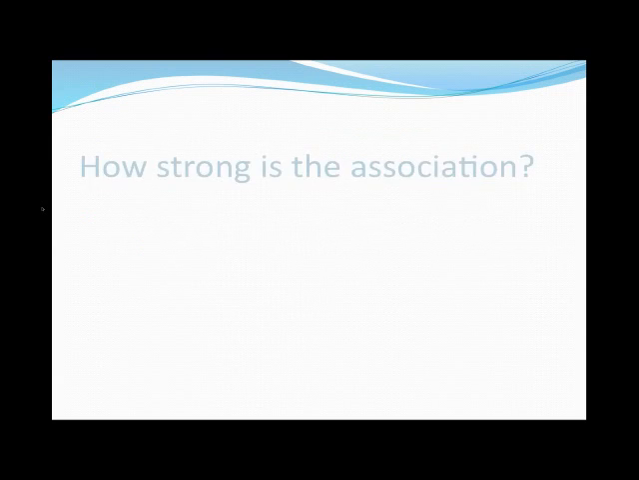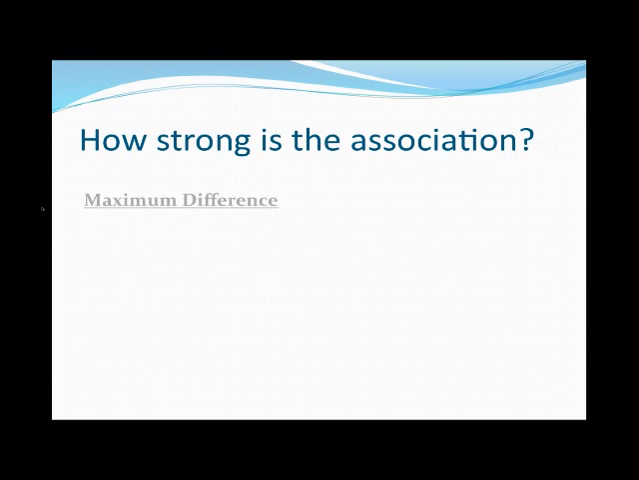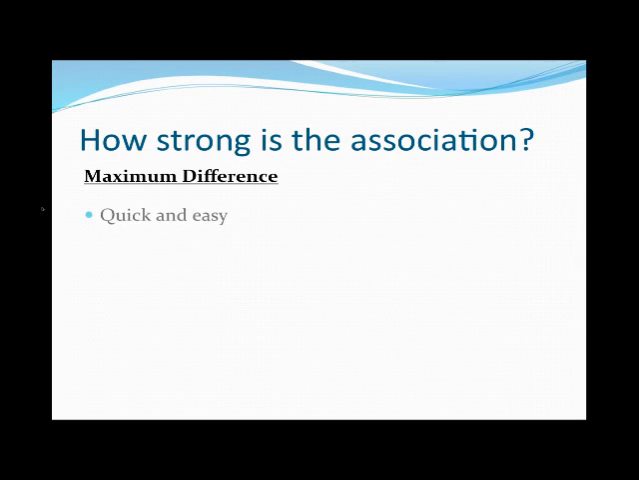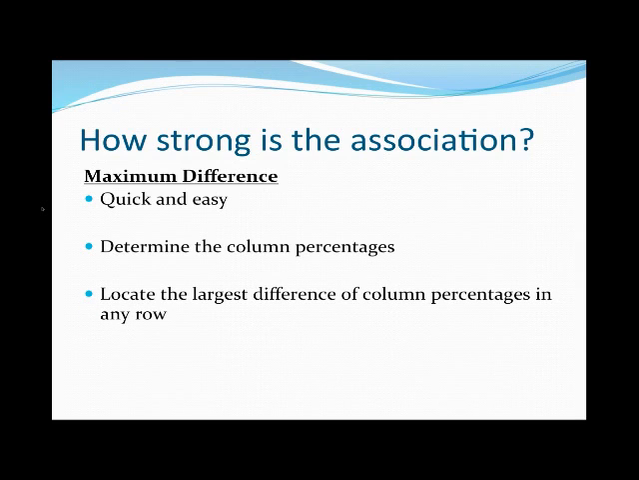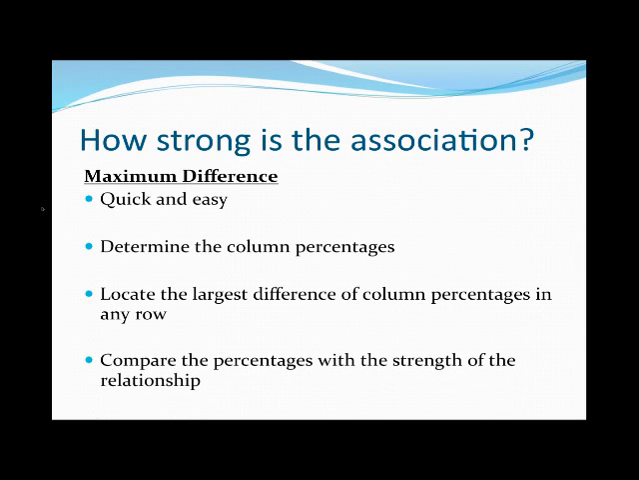Now, to find out how strong our association is, we'll use the maximum difference, which is a quick and easy way of finding it. First, we will determine the column percentages in our bivariate table, like we did when we found out if the association existed. Then, we will locate the largest difference of the column percentages in any row of our bivariate table. Finally, we will compare those percentages with the strength of the relationship.